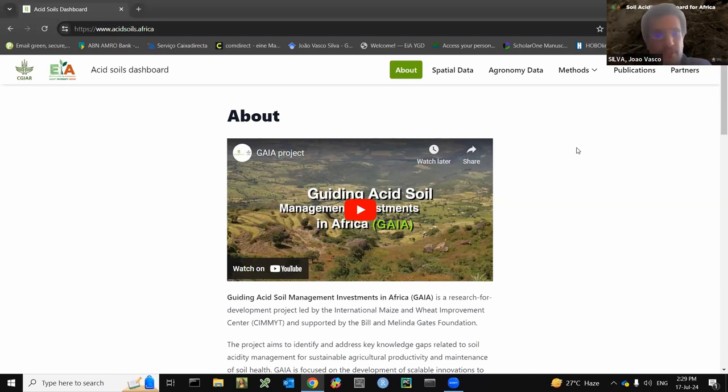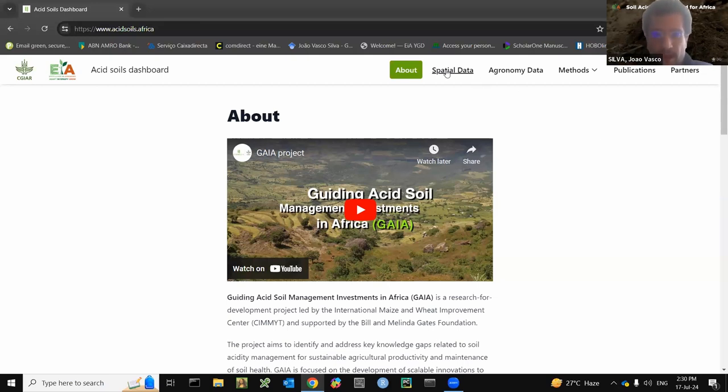As part of this platform, we have two sets of decision support tools. One, as Jordan was mentioning, archives all the spatial data at sub-Saharan Africa level that we have generated, and I'll guide you through it in a moment. The other one compiles summary data from different agronomy trials we have conducted in different sites in East Africa. And we developed a simple profitability explorer for the user to assess, under given price assumptions, the profitability of different responses and the investment in lime.